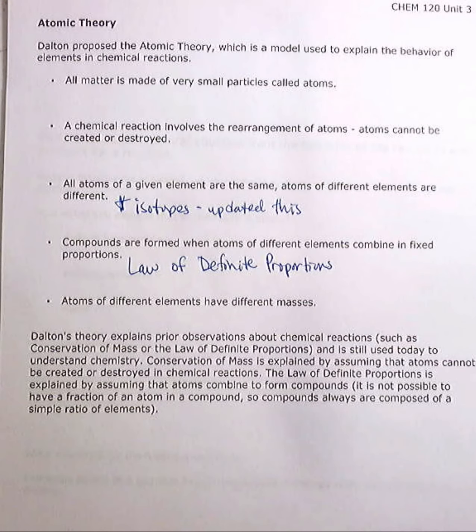Conservation of mass is explained by assuming that atoms cannot be created or destroyed in chemical reactions. The law of definite proportions is explained by assuming that atoms combine to form compounds. It is not possible to have a fraction of an atom, so compounds always are composed of a simple ratio of elements.